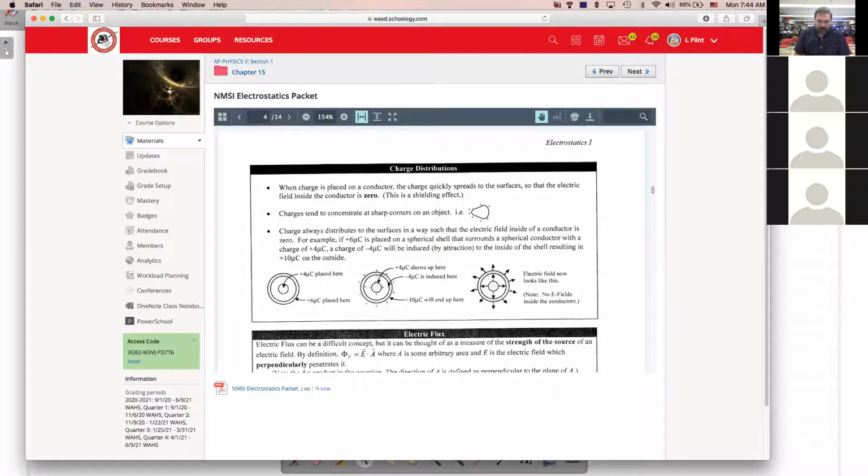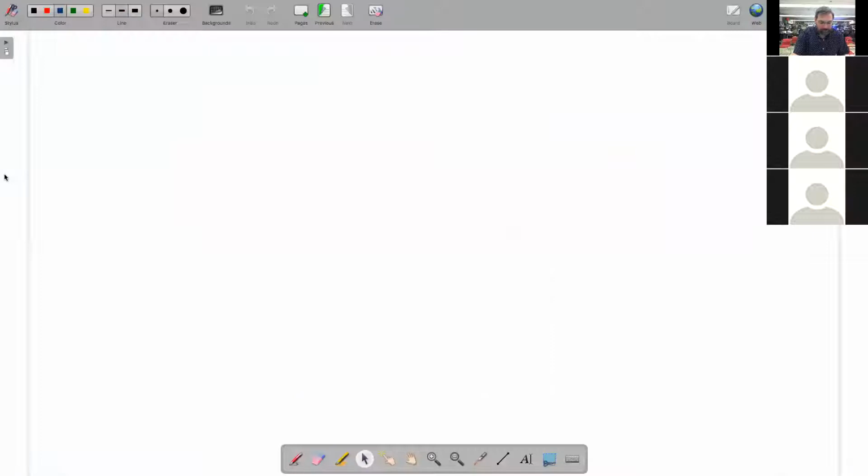In the electrostatics packet, there's a page that says charge distribution. And there's a very important statement at the top. It says, when charge is placed on a conductor, charge quickly spreads to the surfaces. So the electric field inside the conductor is zero as a shielding effect. Let me draw something to show you what that means.